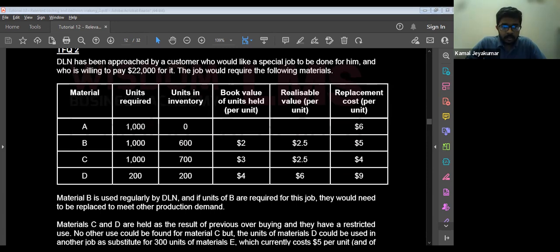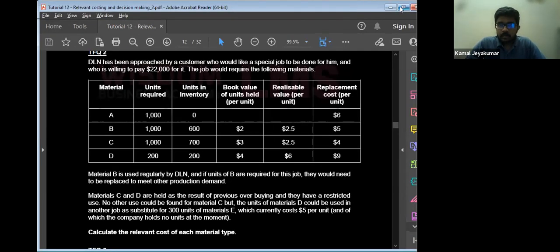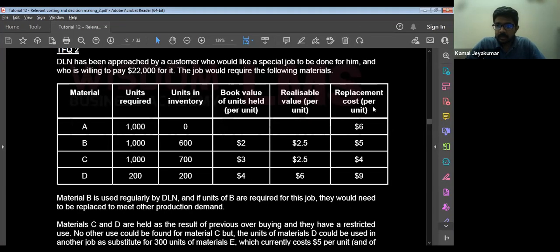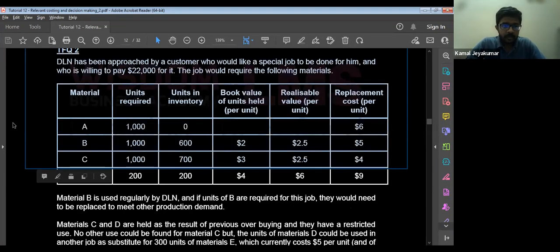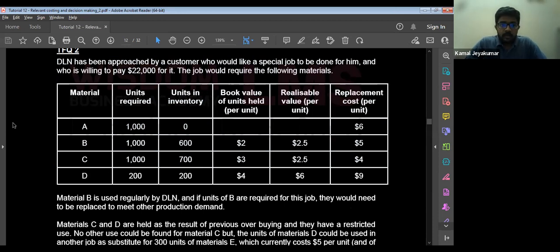Right. Now yesterday we did the question about cement and special paint. Let's quickly do this question today. You guys can see the question, right? The PDF. Now they have given us details about 4 types of material, A, B, C, and D, right?